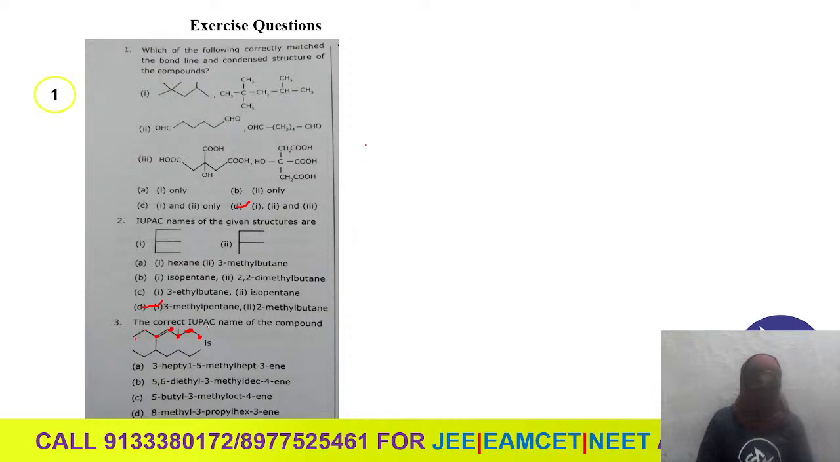Here we get 7. 1, 2, 3, 4, 5, 6, 7, 8, 9, 10. Definitely, this I am considering as a parent chain. How many are there? 1, 2, 3, 4, 5, 6, 7, 8, 9, 10. 10 is dec. The answer is definitely going to be. Can you tell me?